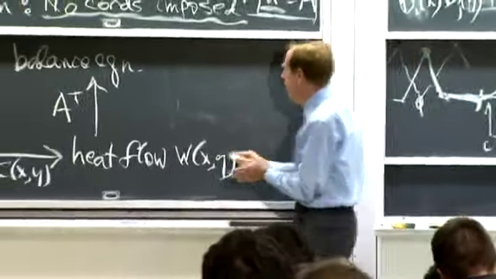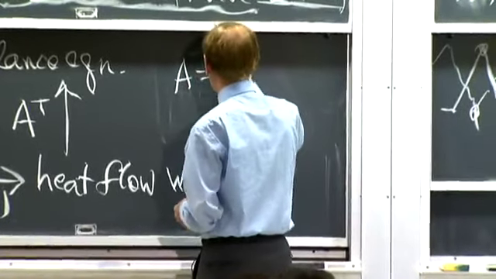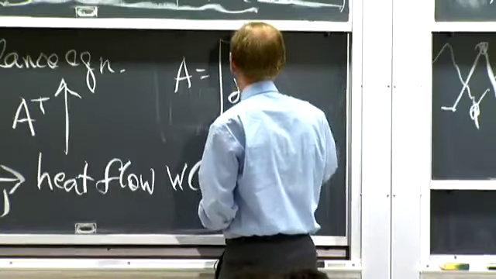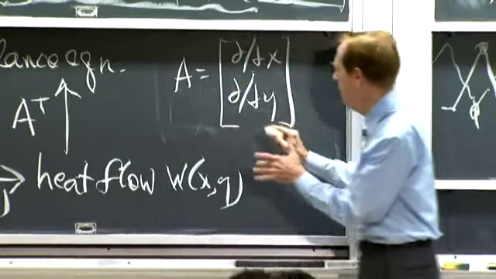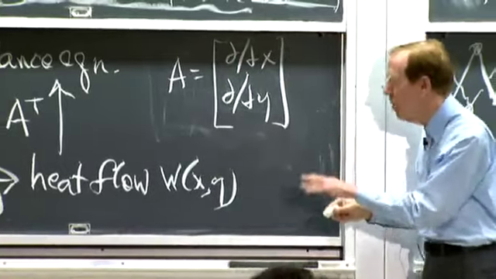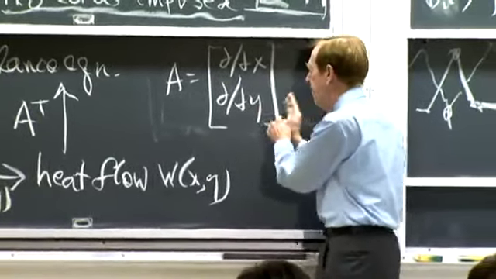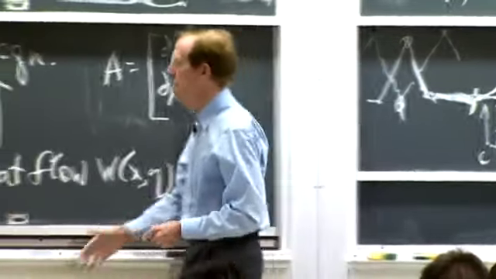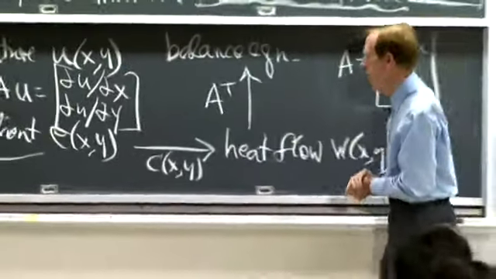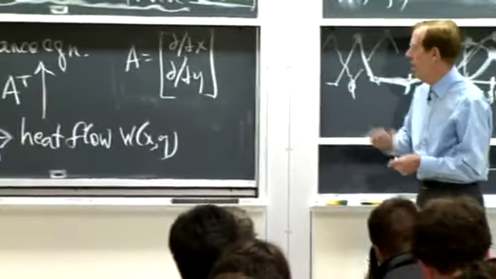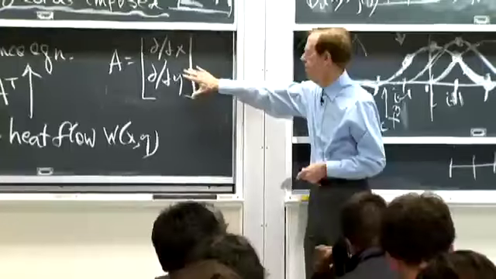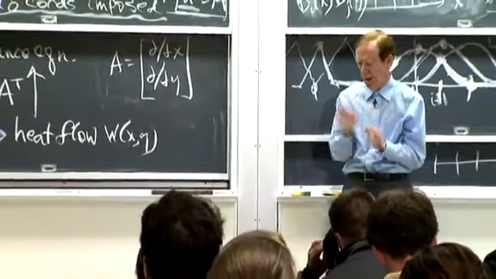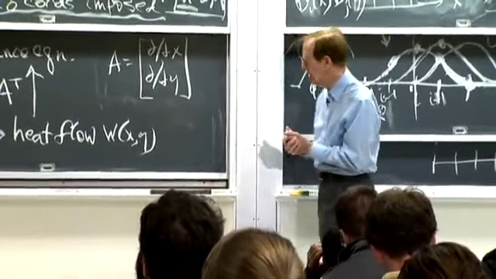So A itself is, you could say, d by dx and d by dy. You notice how I'm separating out A from Au. This is the gradient operator that acts on a function u to produce du dx and du dy. Now, what's the transpose of this? You can guess what it should be, and then we'll see that, yes, that guess is correct.